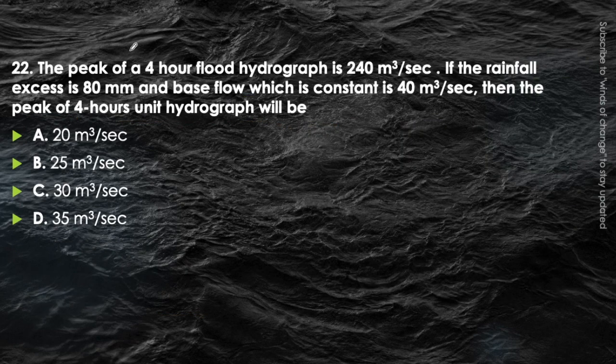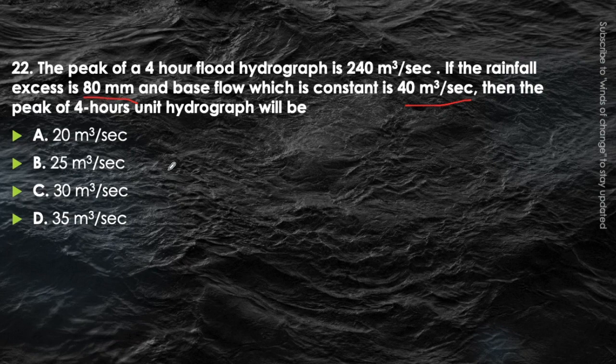Next question. The peak of a 4-hour flood hydrograph is 240 m³ per second. If the rainfall excess is 80 mm and base flow, which is constant, is 40 m³ per second, then the peak of the 4-hour unit hydrograph will be. So here it is provided the peak of the 4-hour flood hydrograph, that is 240 m³ per second, and now we have to find out the unit hydrograph. Now for the unit hydrograph, the rainfall excess is 1 cm, that is 10 mm, and here it is provided 80 mm, that is 8 cm, for the flood hydrograph.